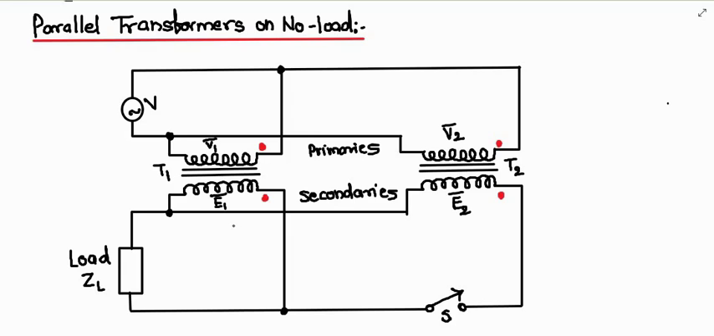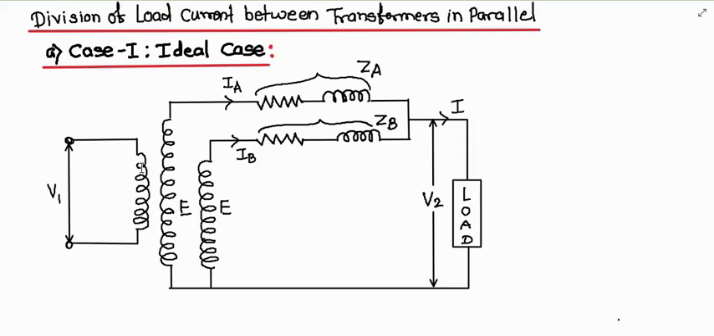Now let us see the division of the load current between the transformers in parallel. We have to consider three cases. The first case is the ideal case, the second case is equal voltage ratios, and the third case is unequal voltage ratios. So let us start with the first case, the ideal case. We will first consider the ideal case of two transformers having the same voltage ratios and having impedance voltage triangles which are identical in size and shape.